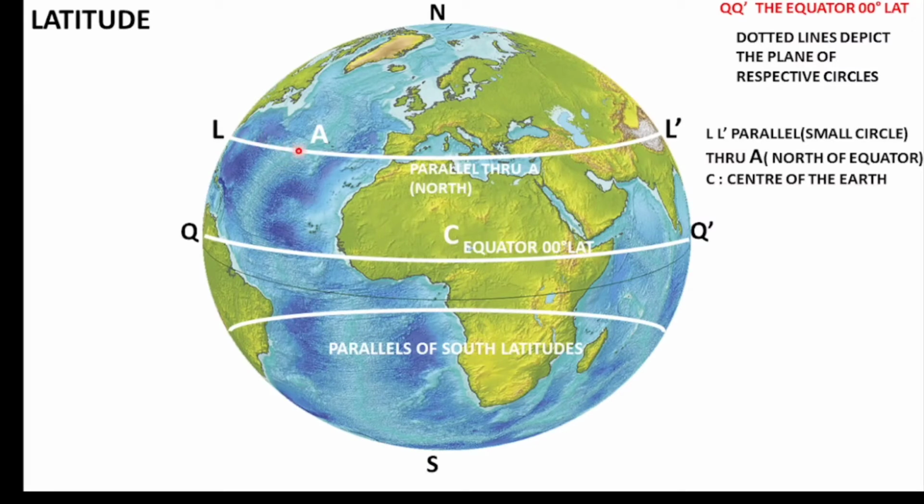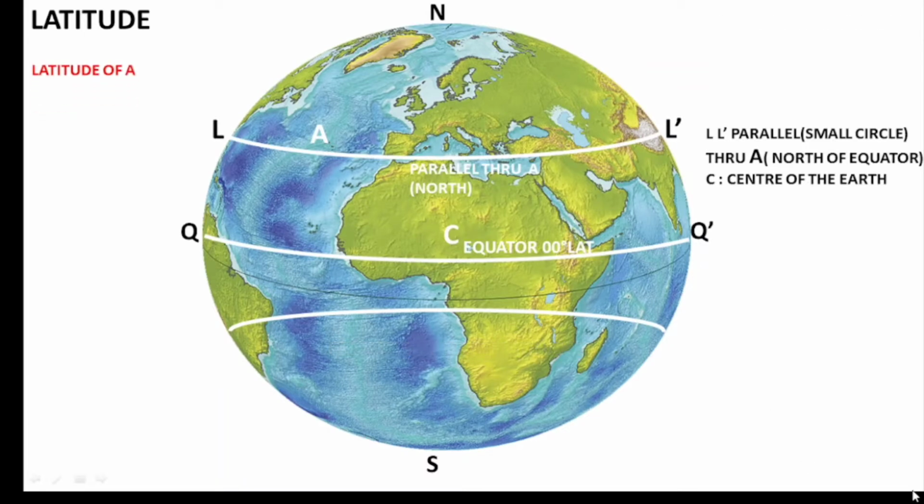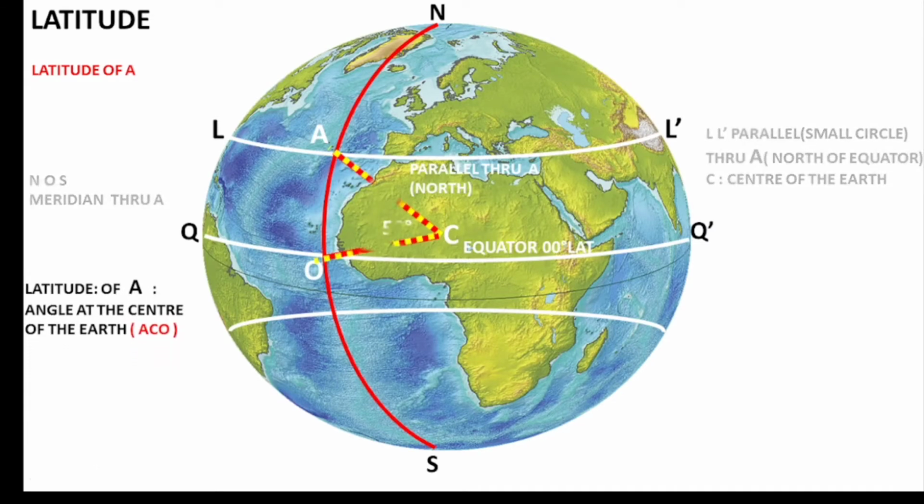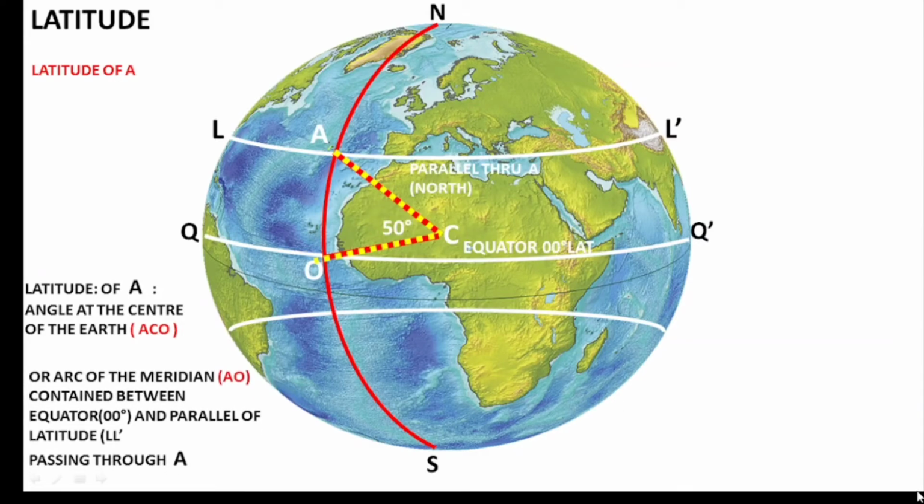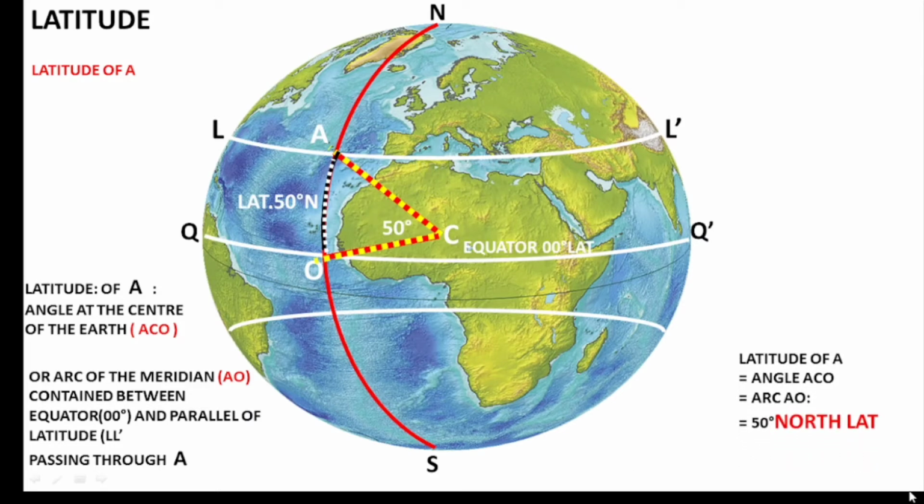We have the small circle LL1 with center C and A through which this parallel of latitude is passing. The small circle is passing through it. How do we define latitude? Latitude is the angle at the center of the earth or arc of the meridian contained between the equator and the parallel of latitude passing through that particular place. Here I have taken it as 50 degrees.